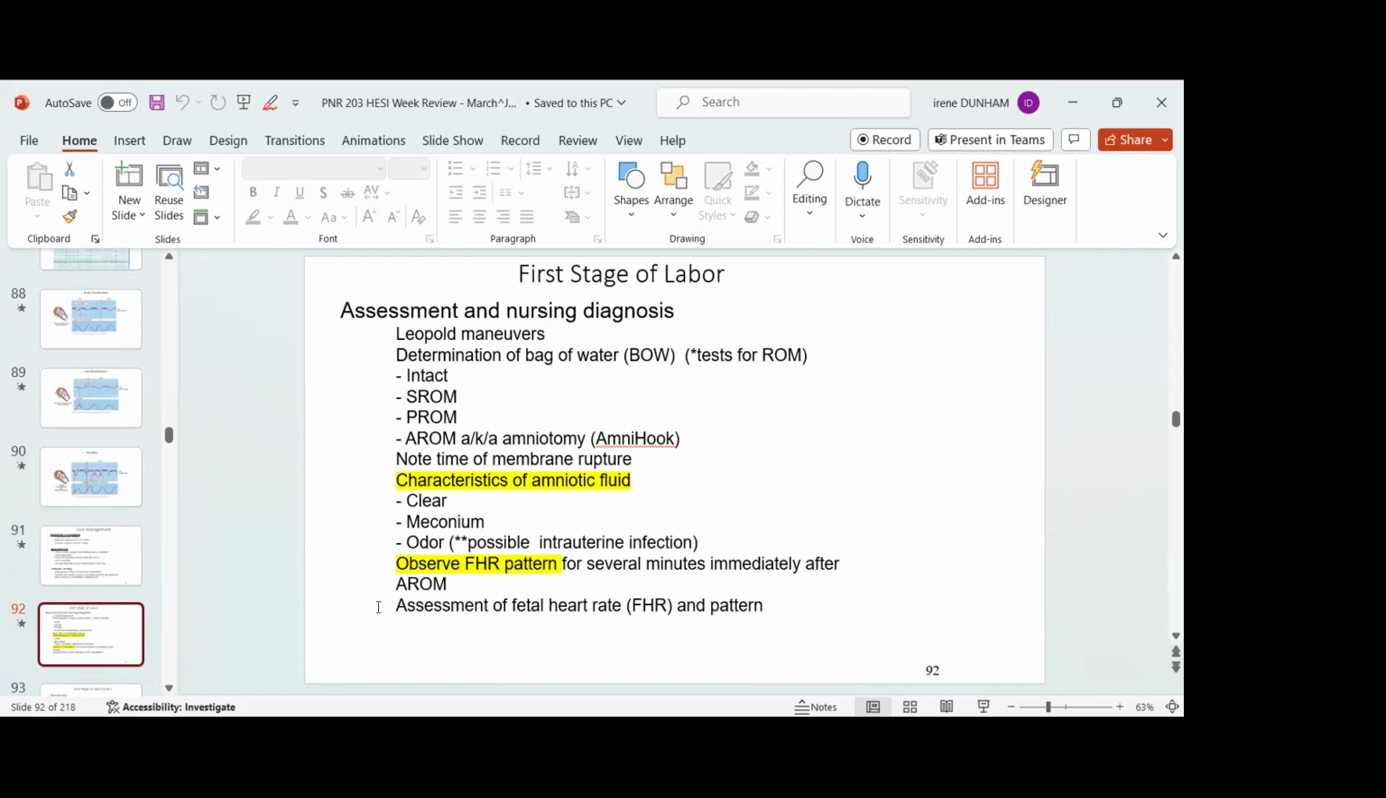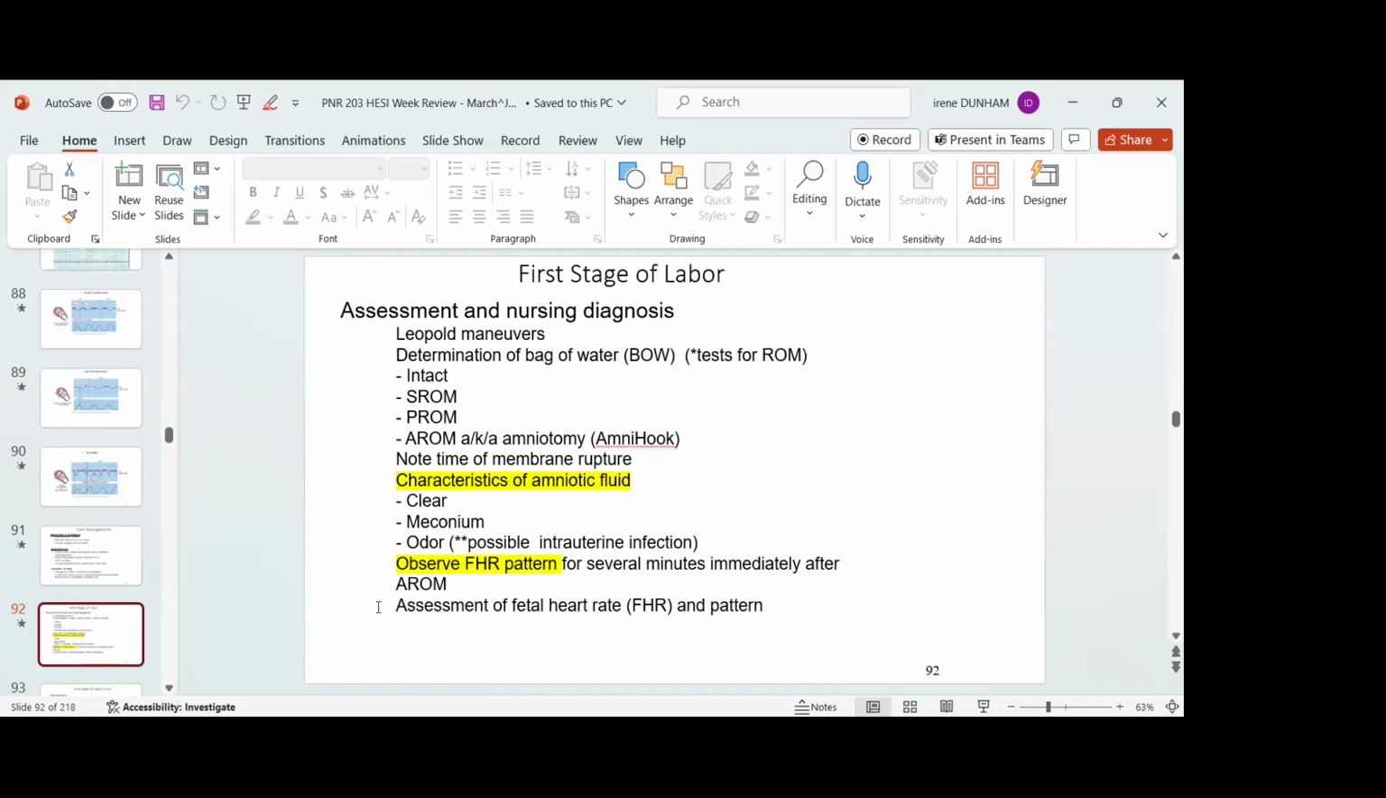Now, you could have a scenario on that, and they would describe it. Meconium, you have to watch the baby. We might even have to do an amnioinfusion where we dilute the meconium. It's usually not good, but we can labor. If amniotic fluid has an odor, that means mom could have an intrauterine infection, because usually amniotic fluid is clear and odorless.